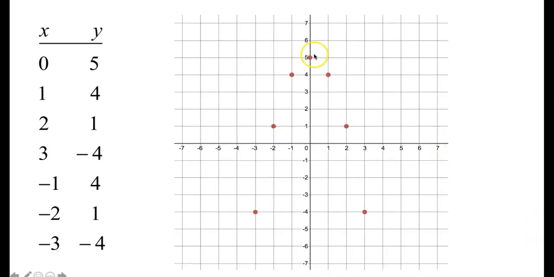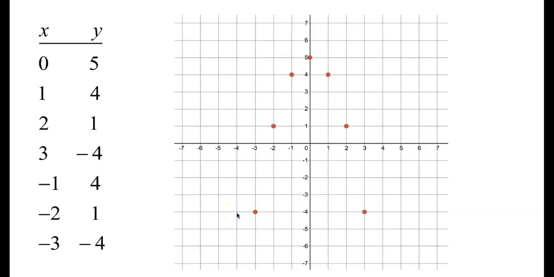0, 5: 0 on x, 5 on y is here. 1 on x, 4 on y, first quadrant point. 2 on x, 1 on y, first quadrant point. 3 on x, negative 4 on y, fourth quadrant. Remember quadrant 1, 2, 3, 4. Negative 1 on x, 4 on y, second quadrant. Negative 2 on x, 1 on y, second quadrant. And negative 3, negative 4, third quadrant.